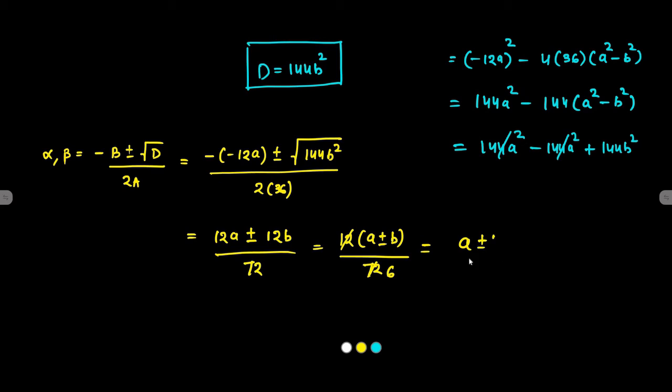So one of the roots is alpha, a plus b by 6, and the other root is beta, a minus b by 6. These are the two roots of the quadratic equation. Okay, so this is the thing.